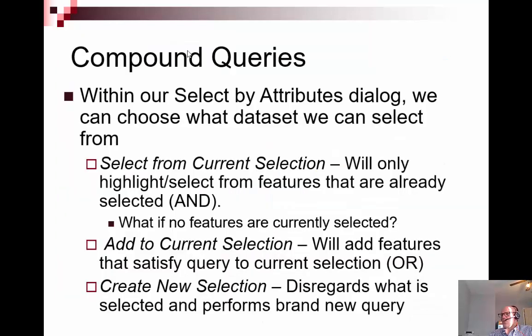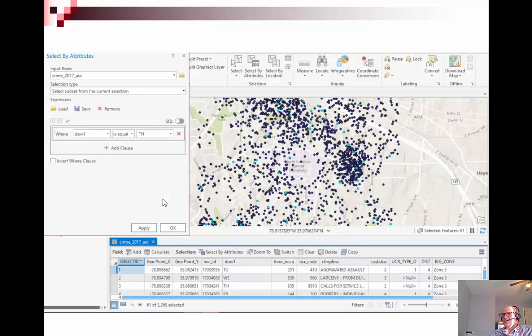We can do compound queries, and like I said before, I can select from current selection. So it treats things as an AND. This is where we run into a lot of logical errors, largely because if you have nothing selected and you want to select from the current selection, you're selecting stuff from nothing and it's going to be nothing. We can add to current selection, so it'll add features that satisfy the query to the current selection, or it'll create a new selection. So make sure you differentiate between these.